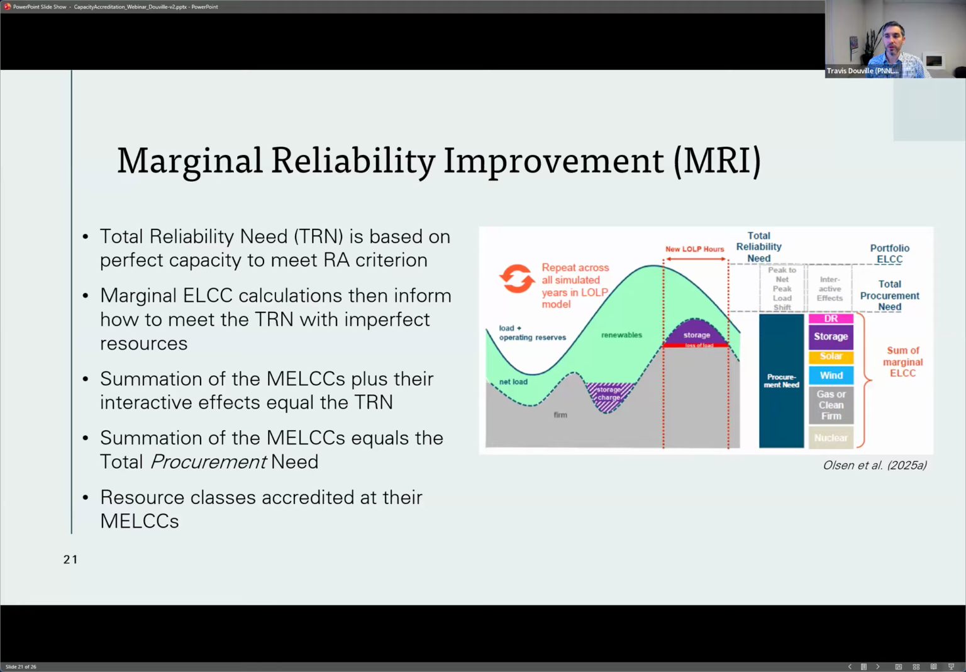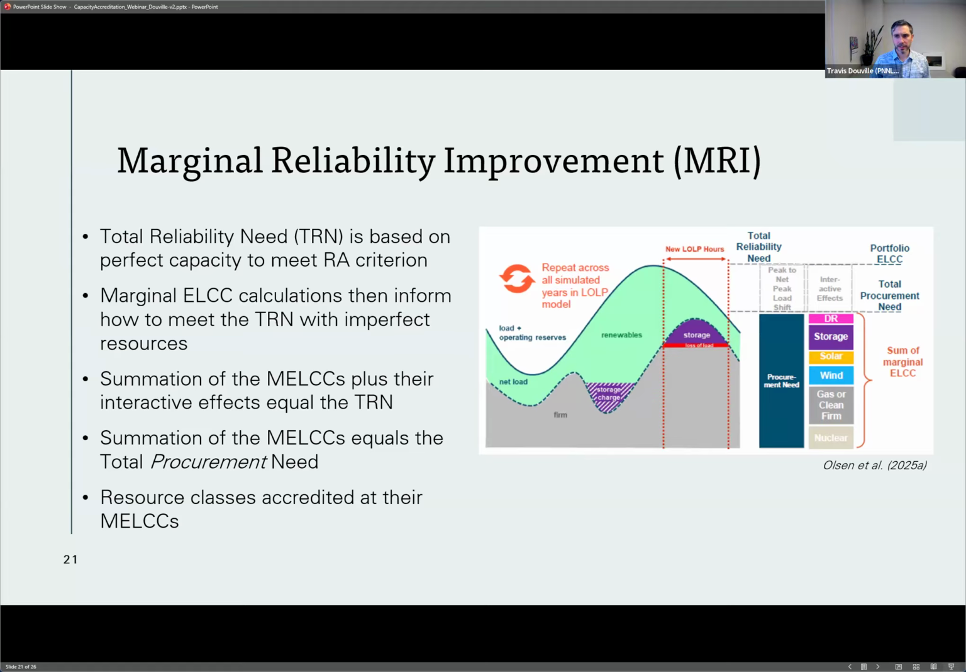From E3 research, and by the way, this Olson et al. 2025 paper is a great reference if you want to know more about this method, the total procurement need declines from 110% of median peak load for no renewables to 77% in ERCOT, which is half composed of wind and solar resources. PJM indicates that the total procurement need is 94% of median peak load. So just let that sit for a second. PJM is saying that procurement need is less than the median peak load. And that's the key to this method. And that's not something that we would have seen in the past.